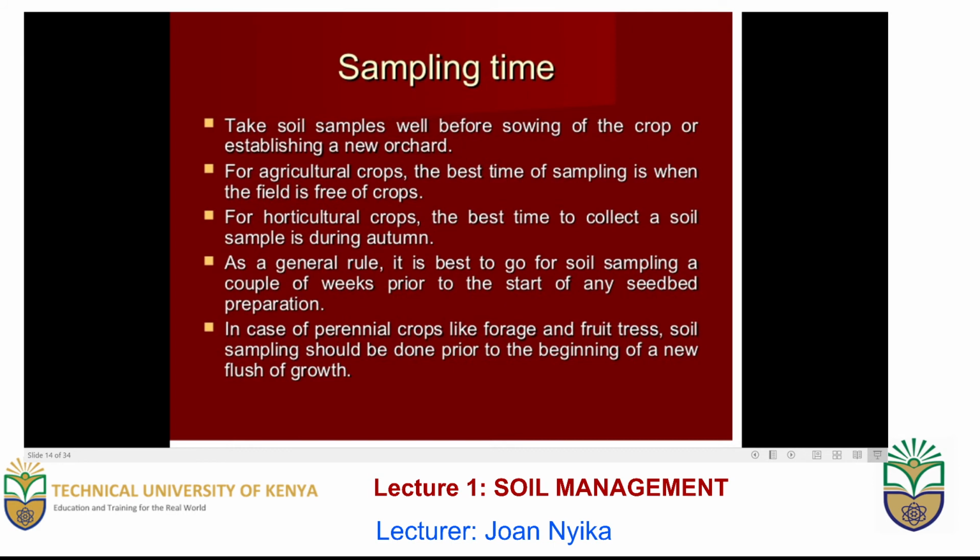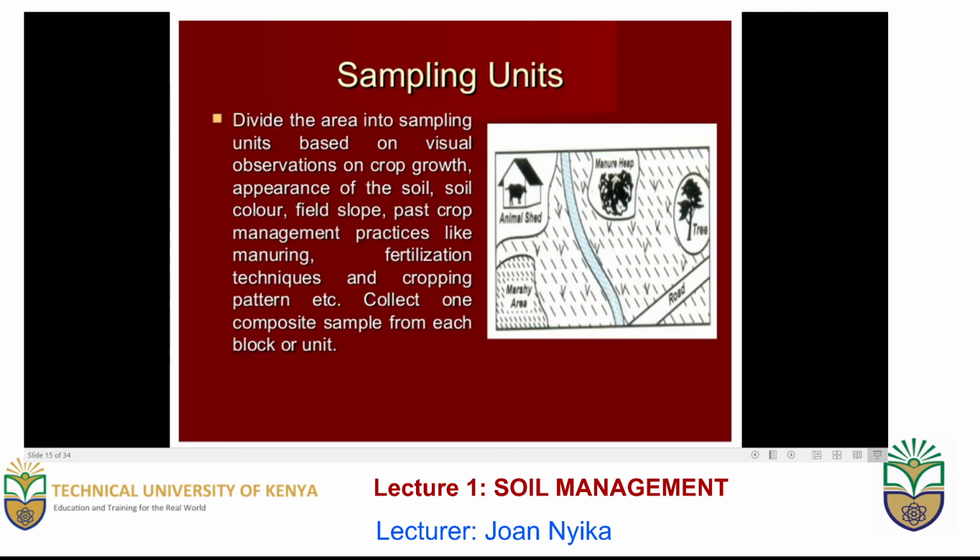In the case of long-term or perennial crops such as fruit trees and foliage, the best time to sample is at the beginning of a flush of growth. This usually occurs in countries that experience spring, so that during spring, some of the trees that had shed their leaves begin to shoot again, and this is the correct time for sampling.